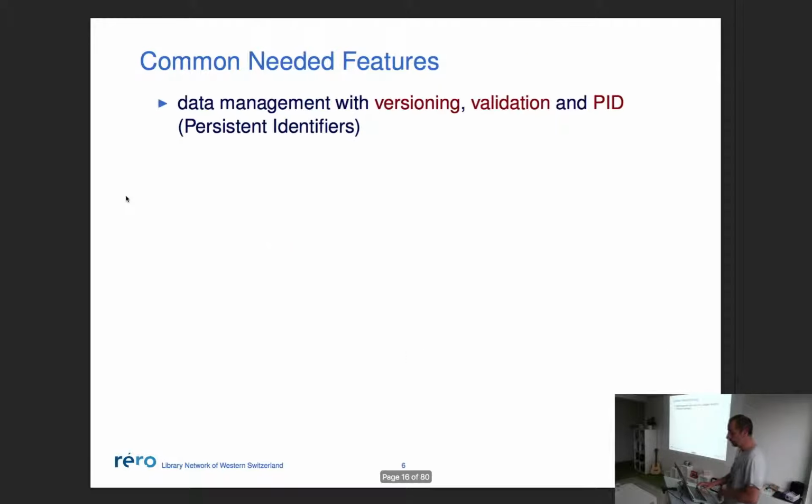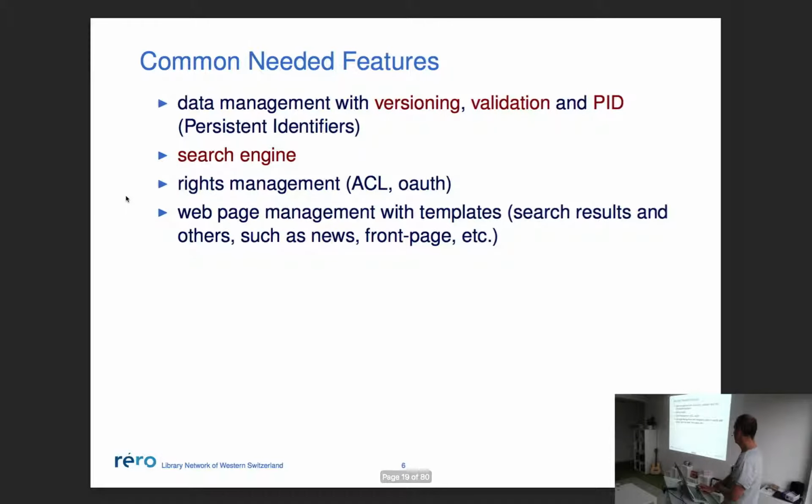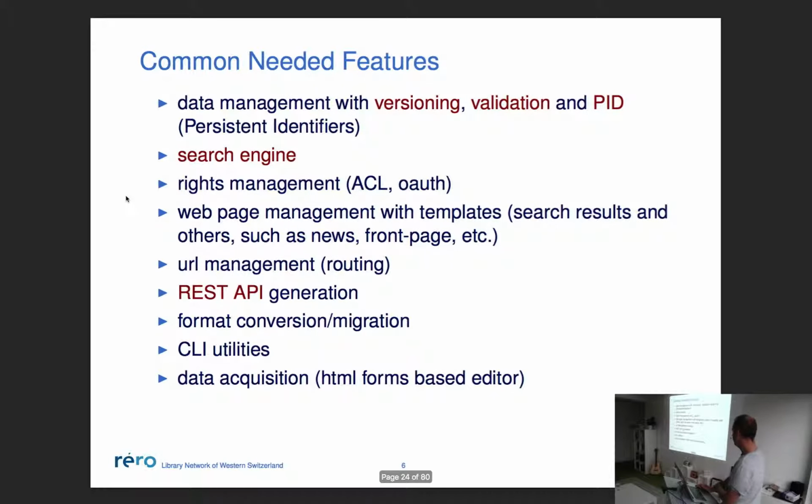Then usually what I need is data management. It would be cool if I can have something that is able to do versioning, validation. I have persistent identifier management if it's possible. I need a search engine. In that case, Elasticsearch, rights management. If it's possible, I need templates for HTML, URL management for routing, REST API generation, format conversion, migration, and so on.